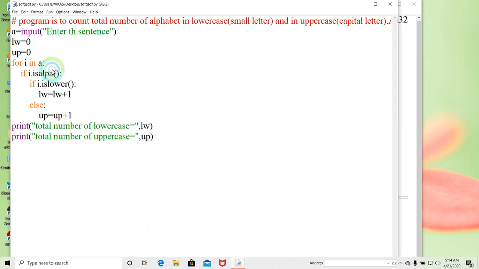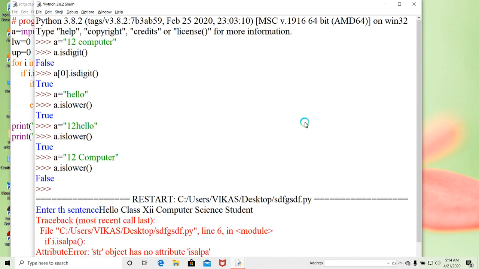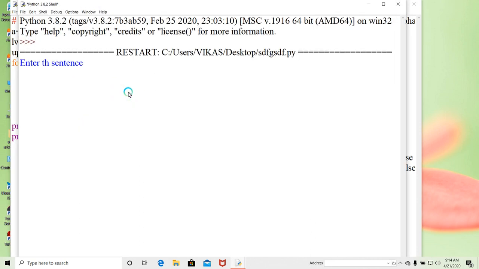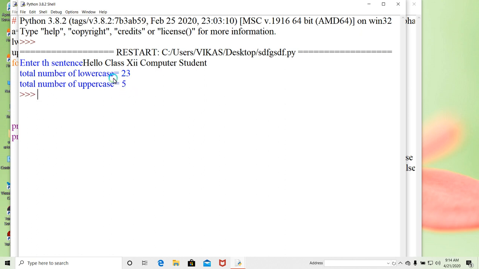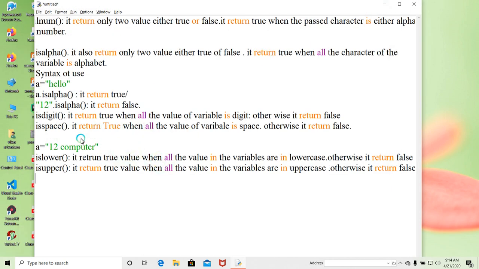Isalpha. Sorry, I wrote it here by mistake. Again, I have written hello class 12 computer students. Look here, total is 23 and upper is 5. So on the basis of that, you can make all the other programs. Clear? Same as it is.